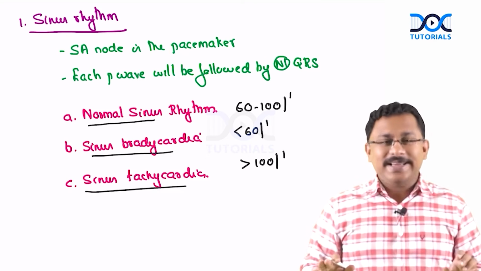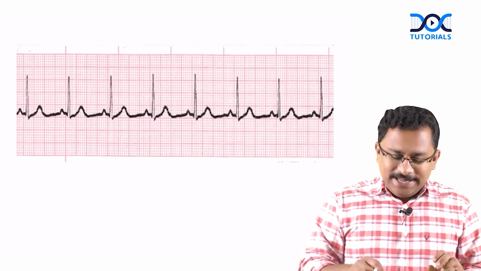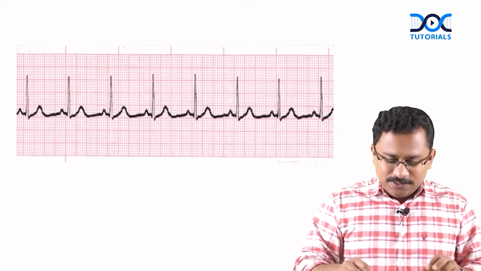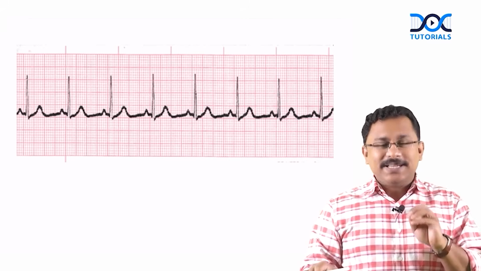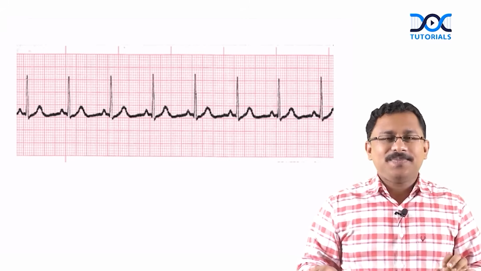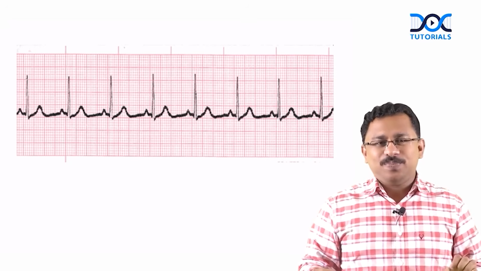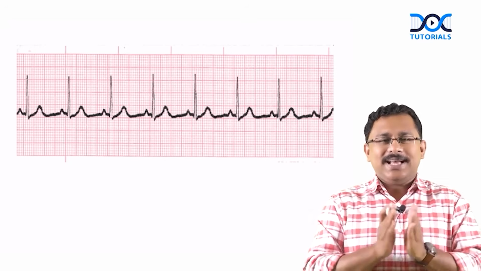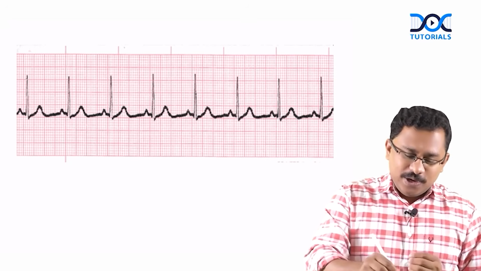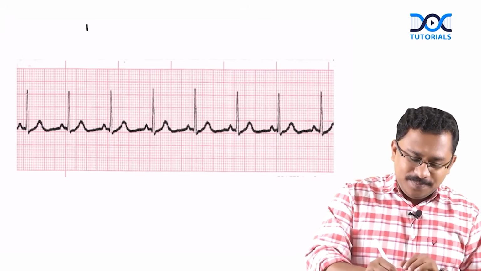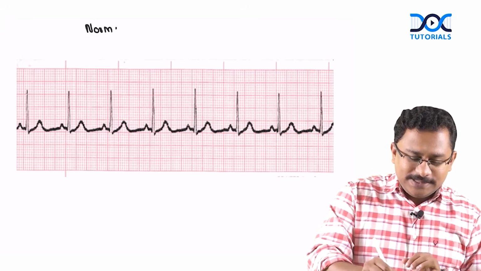Very clear? Alright, now let's see the examples. Let's see the first ECG recording in hand. Here you can see in the ECG strip in front of you, this is a classical ECG of a normal sinus rhythm.